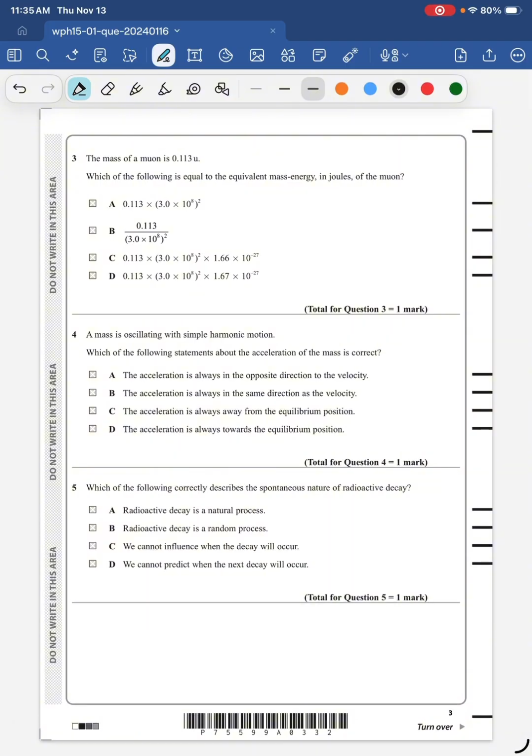Question 3. The mass of a muon is 0.113 U, atomic mass units. Which of the following is equal to the equivalent mass energy in joules of the muon? So delta E is delta M C squared. So you can immediately eliminate option B, because we are dividing by C squared.